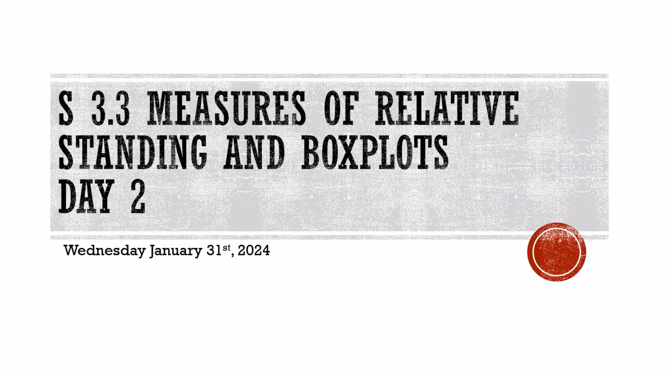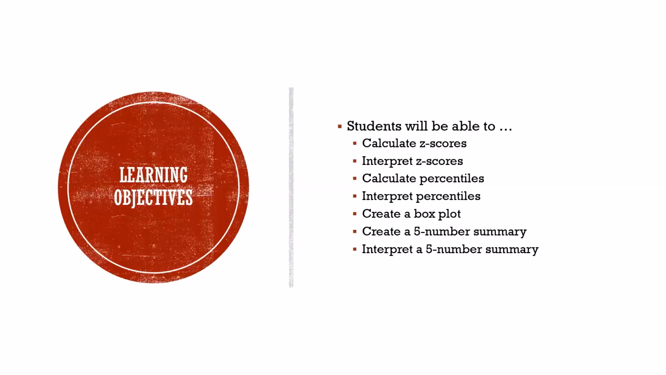Here, we're talking about measures of relative standing. A measure of relative standing is not something that applies to the whole set of data. It tells you how one piece of data relates to the whole set. So, for example, the z-score. I always talk about how everyone has a height.